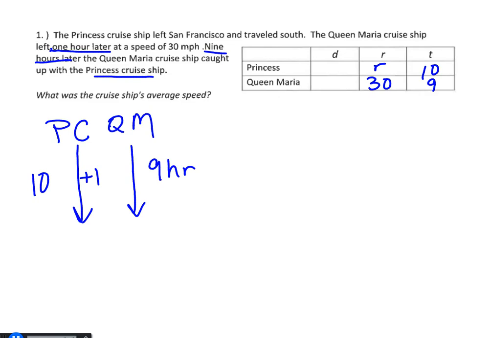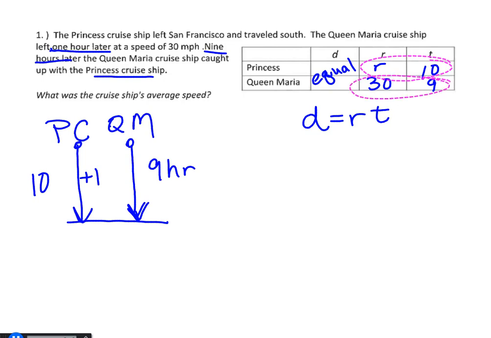Then we need to look at distance. Well, they both left from San Francisco, and eventually the Queen Maria catches up to the Princess cruise ship. So while we don't know what the distance exactly is, we know that their distances are equal. So if distance is equal to rate times time, then the rate times time of the first ship has to equal the rate times the time of the second ship. So we're going to say 10 times R for the Princess cruise ship has to be equal to 30 times 9.